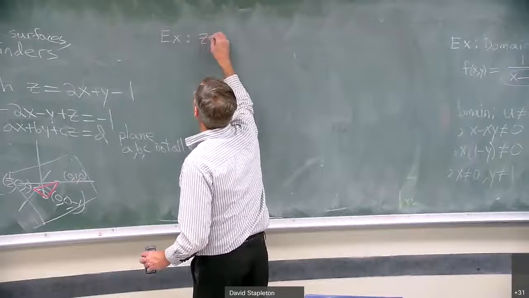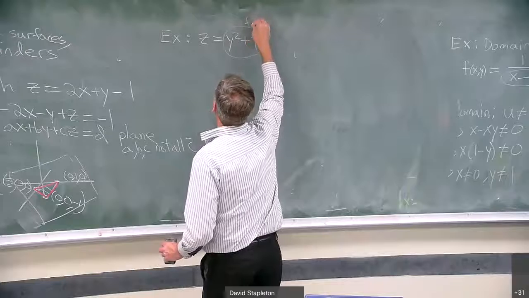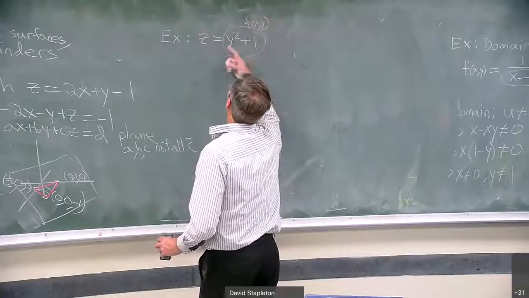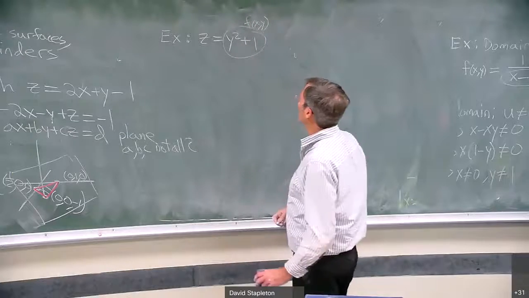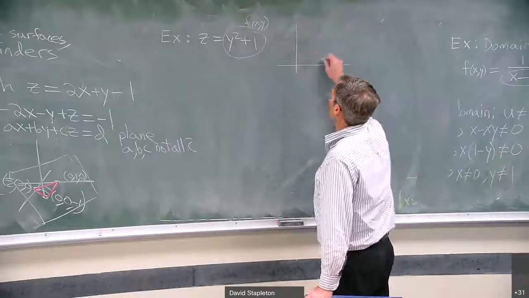Suppose I put z equals y squared plus 1, saying this is actually a function of x and y in 3-space. You put in x and y, and you get out y squared plus 1 always, right? But I have to draw in 3-space, not just in the yz plane. So what do I do?